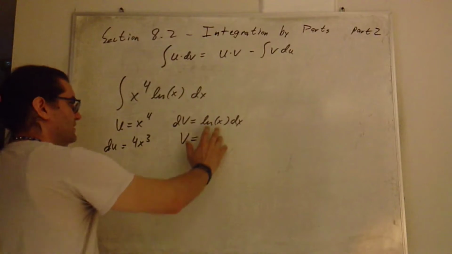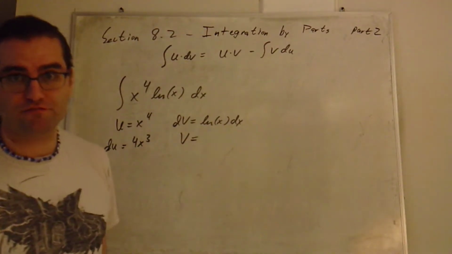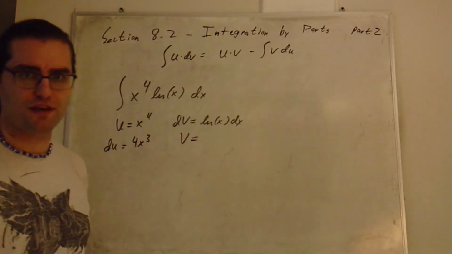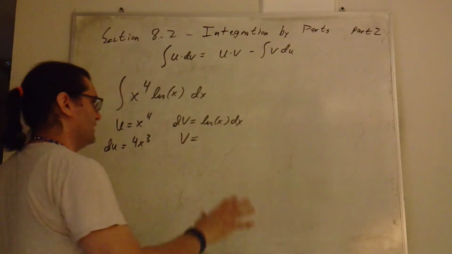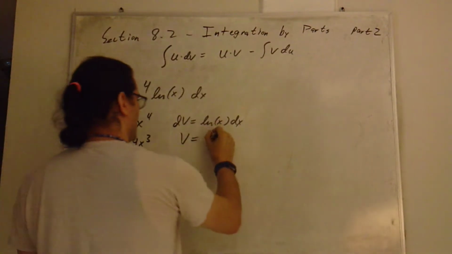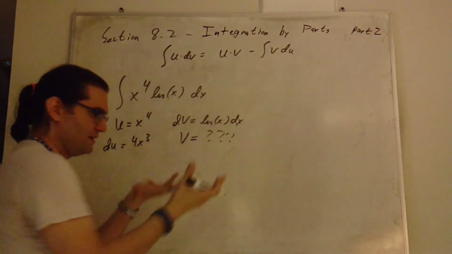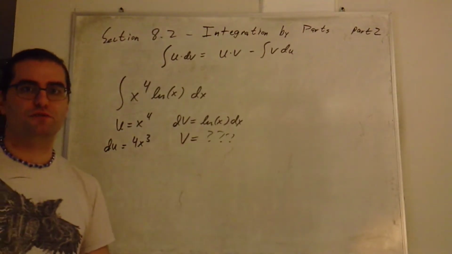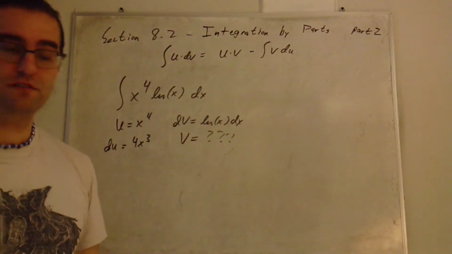Natural log does have an antiderivative. We just don't know it yet. It's not something we've done in class before. So we'll get there, but not today. And because we end up in this "I don't know what's going on here" situation, that just means we probably made a poor choice for u and dv, which is fine.